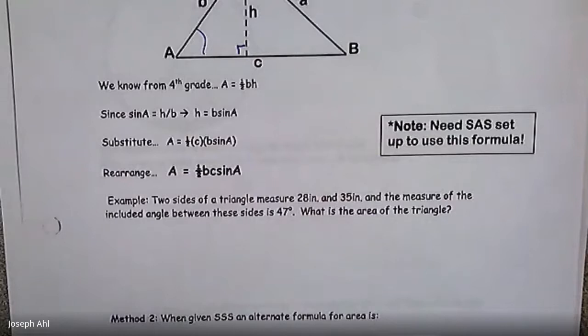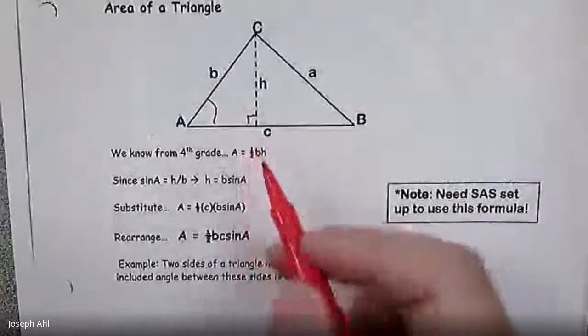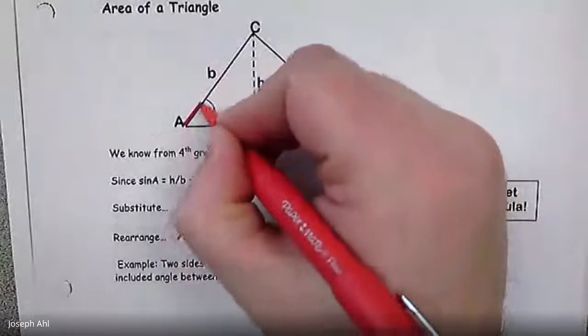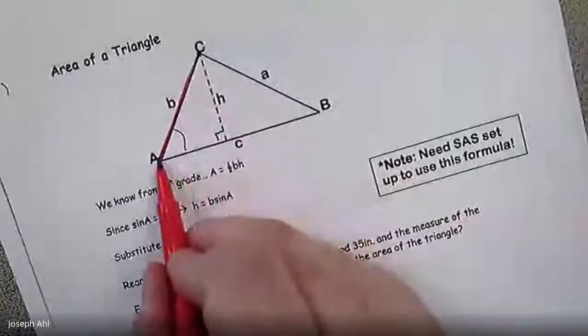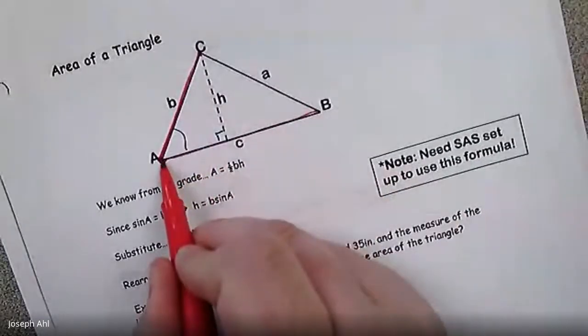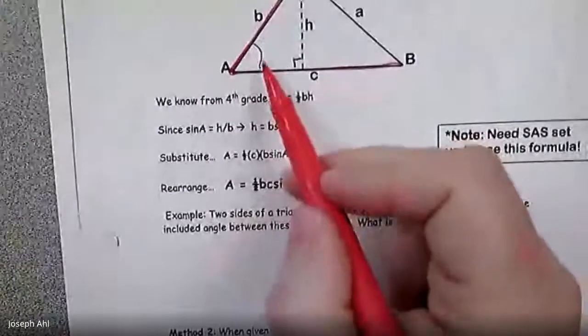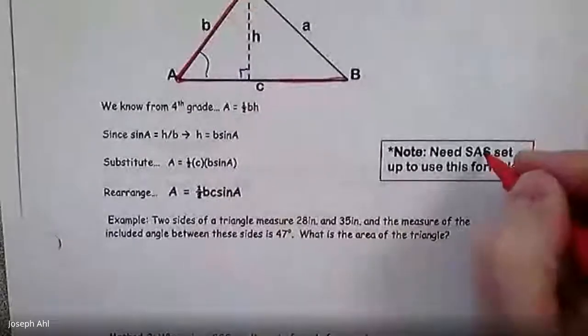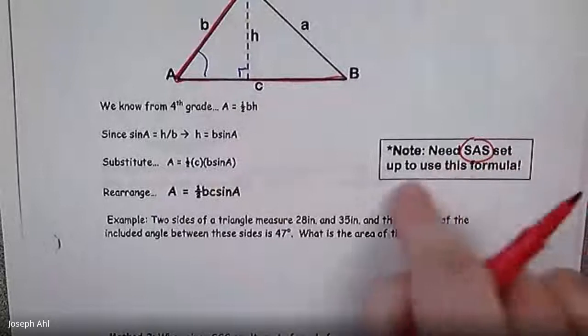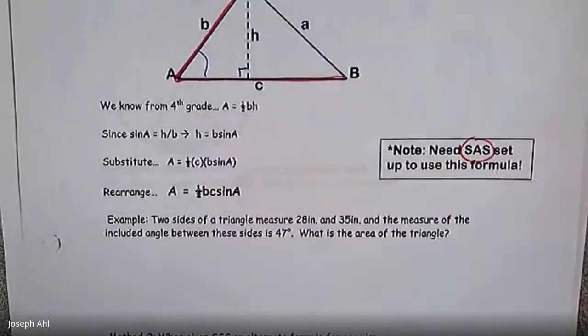So you can find the area of a triangle by making some substitutions to 1/2 BH if you know these two side lengths. So here's B and here's C. And you know the angle in between those, which is why I've written you need a side angle side setup in order to use that formula.